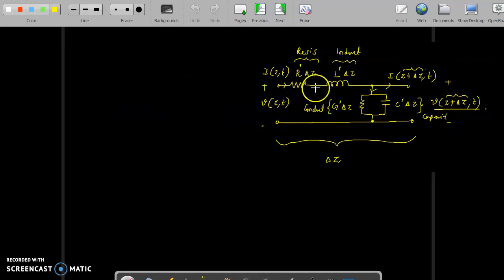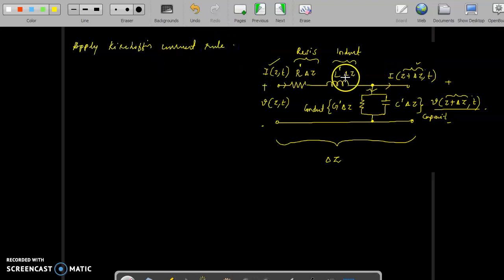For that, at this point we are going to apply Kirchhoff current law. The Kirchhoff current law states that the algebraic sum of current at this junction is equal to 0. That means the sum of the incoming current equals the outgoing current, or the sum of incoming and outgoing current is equal to 0. So let's apply that rule. The incoming current is this one, and the outgoing currents are these two. So apply Kirchhoff current rule.